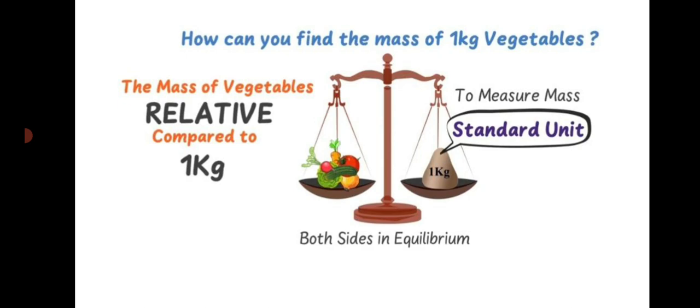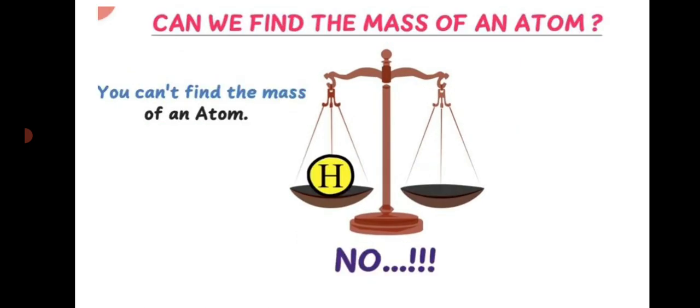Similarly, scientists needed a certain standard to calculate the mass of elements. So the mass of one element was calculated relative to a standard, and the standard selected by scientists was the carbon 12 atom. Now, can we find the mass of an atom by using the weighing balance? No, it is not possible. Why? Because atoms are very small in size and the weights are quite large.